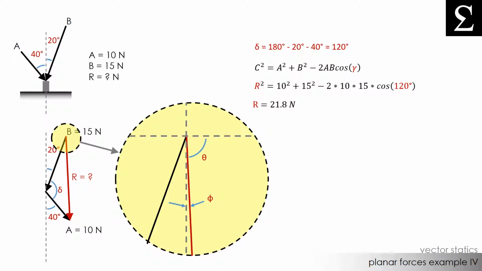If we use the law of sines on our original triangle, we find that this angle here is 23.4 degrees. If we subtract 20 degrees from 23.4 degrees, we get our angle phi, which is 3.4 degrees. Now we can find our theta angle as 90 degrees minus 3.4 degrees, which is equal to 86.6 degrees. Finally, we can conclude that the resultant vector of forces A and B is 21.8 newtons acting at 86.6 degrees below the horizontal.